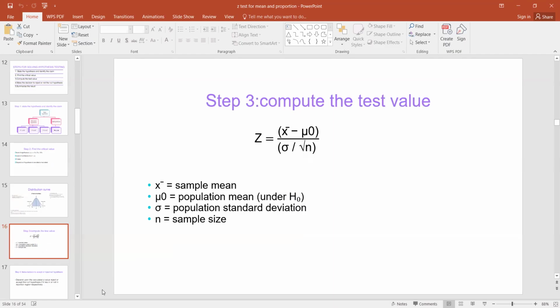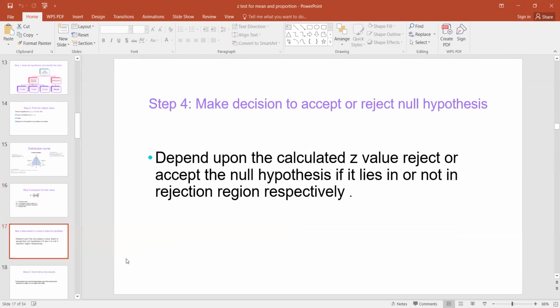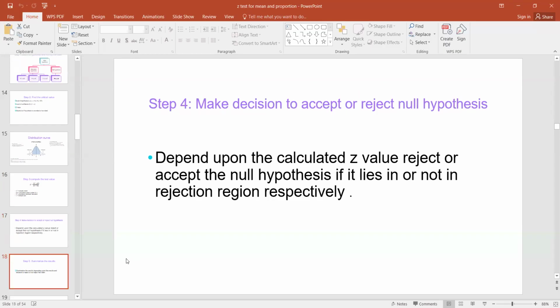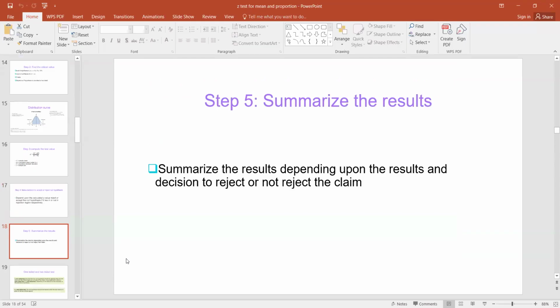Step 3, compute the test value. This is the formula. Step 4, make the decision to accept or reject the null hypothesis. Depending upon the calculated z value, reject or accept the null hypothesis if it lies in or not in the rejection region, respectively. Step 5, summarize the result. Summarize the result depending upon the results and the decision to reject or not the claim.